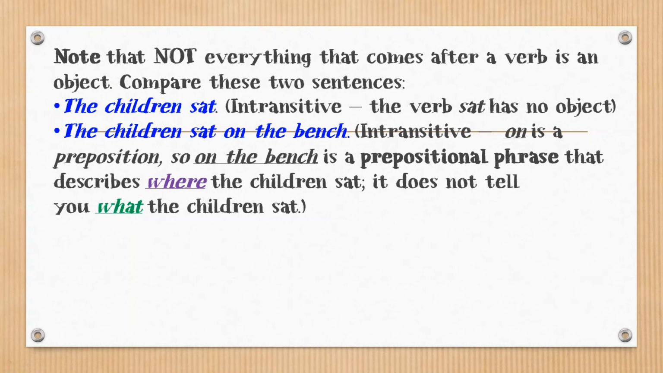Kerana on is a preposition. Posisi, okay, posisi satu benda tu. Maknanya dia tidak bertanya what. Dia tanya where. So, on the bench is a prepositional phrase that describes where, kat mana the children sat. But it does not tell you what the children sat. Okay, ingat dia tanya where, di mana. Bukan dia tanya apa.